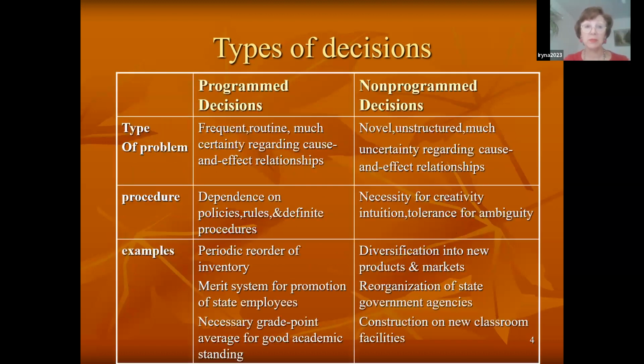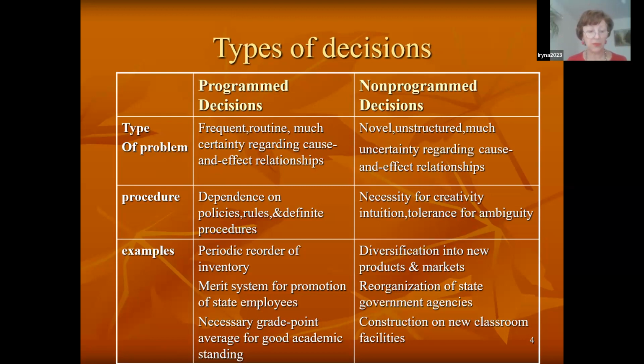Well, let's look at the examples. The type of problem, for programmed and for non-programmed decision. Routine and frequent problem, when you know the outcomes of your actions in programmed decisions. Uncertainty regarding cause and effect relationship for non-programmed decision. For programmed decisions, there are rules and policies and definite procedures, while for non-programmed, creativity is needed, intuition, and you should have tolerance for ambiguity.